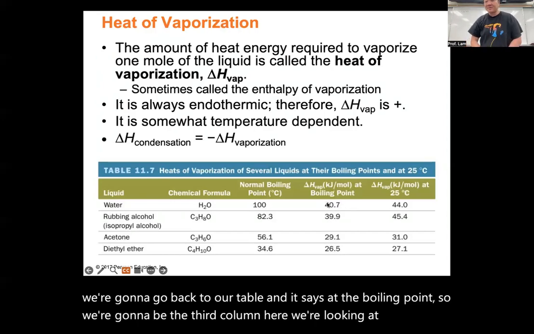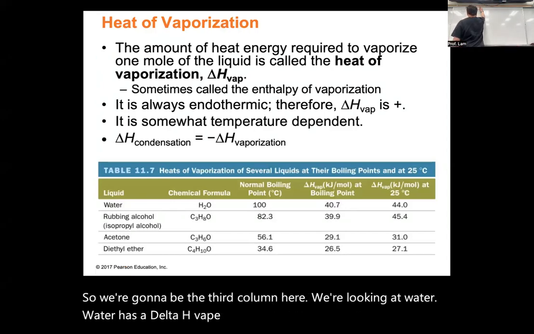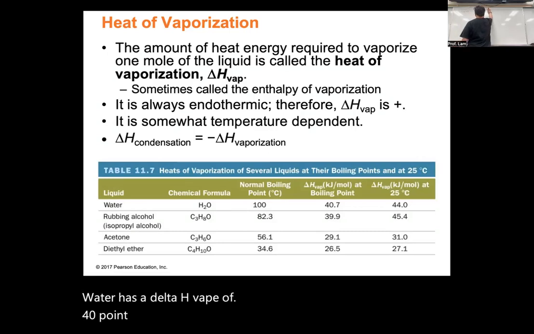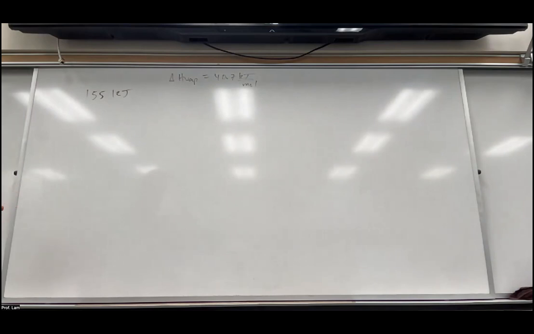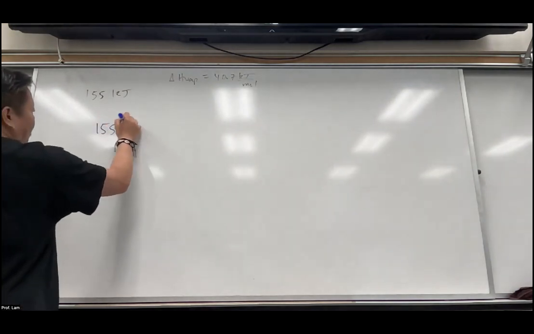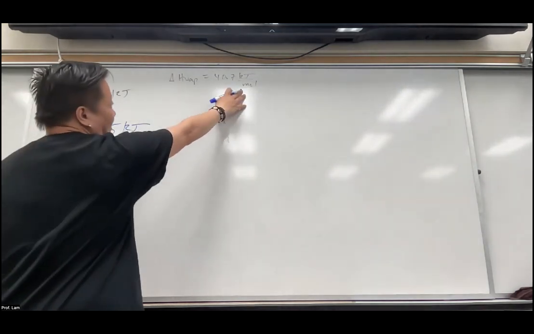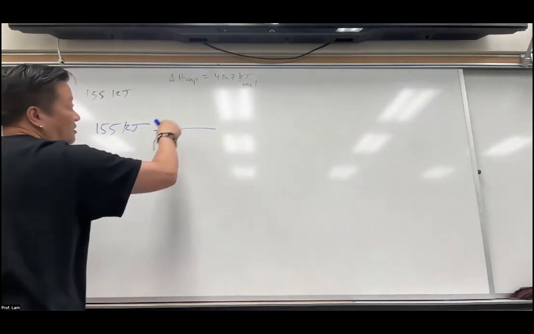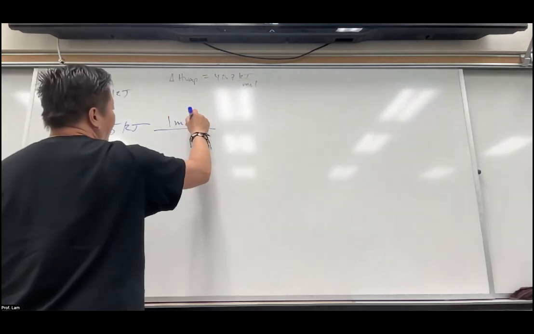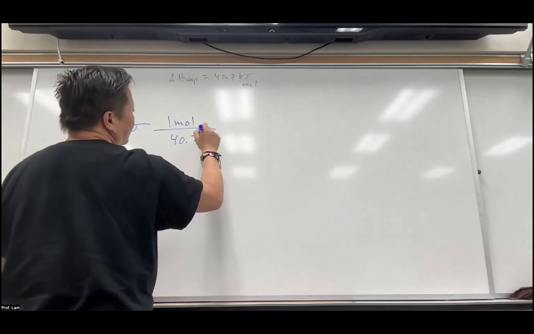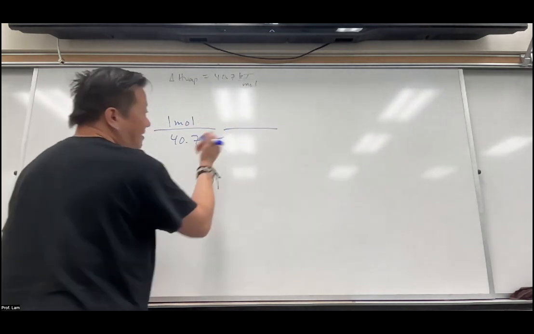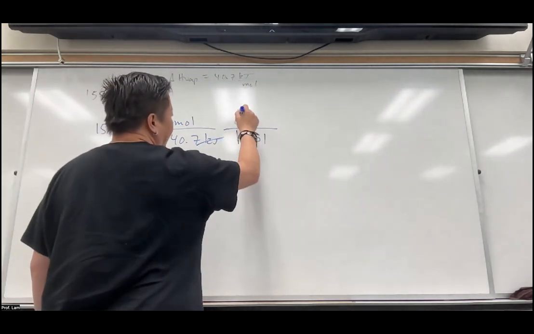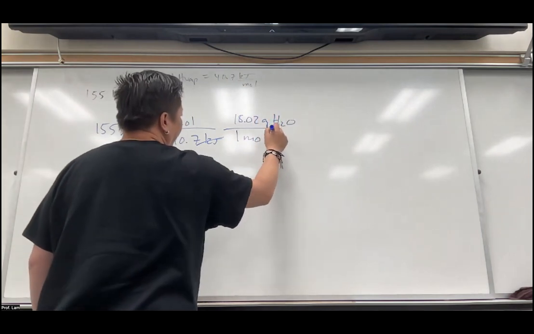Looking at water, water has a delta H vap of 40.7 kilojoules per mole. Okay, so it's a nice and easy calculation here, right? Start with what you're given, 155 kilojoules. And what's going to go on top? Well, you want kilojoules to cancel, right? So mole's going to go on top. So for 1 mole of water, it's going to take 40.7 kilojoules of heat in order to vaporize it. So how many grams of water is that? Well, 1 mole is going to be about 18.02 grams of water on top, right?